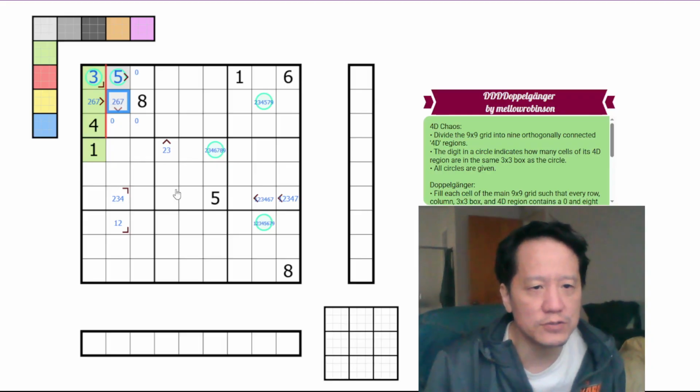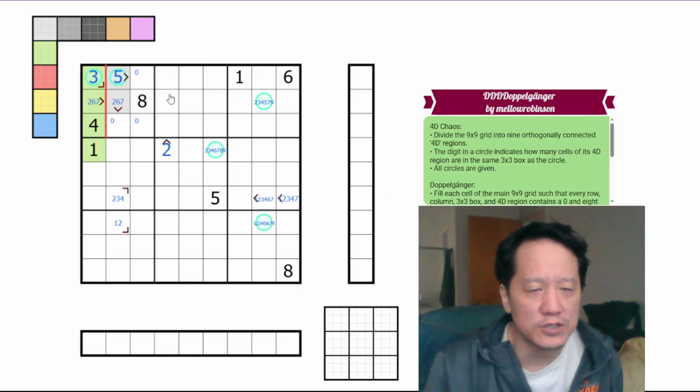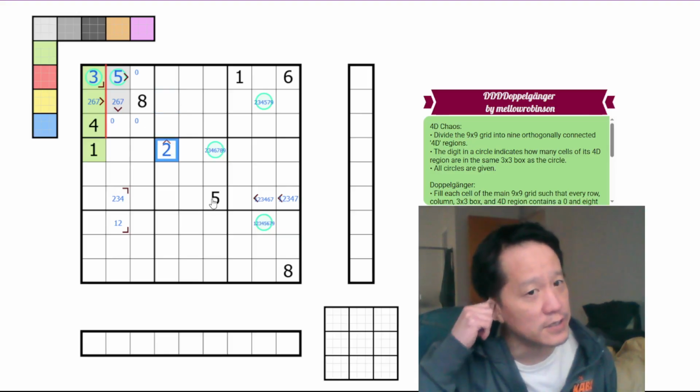So this must be 2, 6, or 7 away. This is 2, 6, or 7 away, and this is 3. So we cannot be missing a 3 in the green region because we already have a 3. So this must be 2 here. So this is 2, which means this cell is missing from that region, whichever it is.